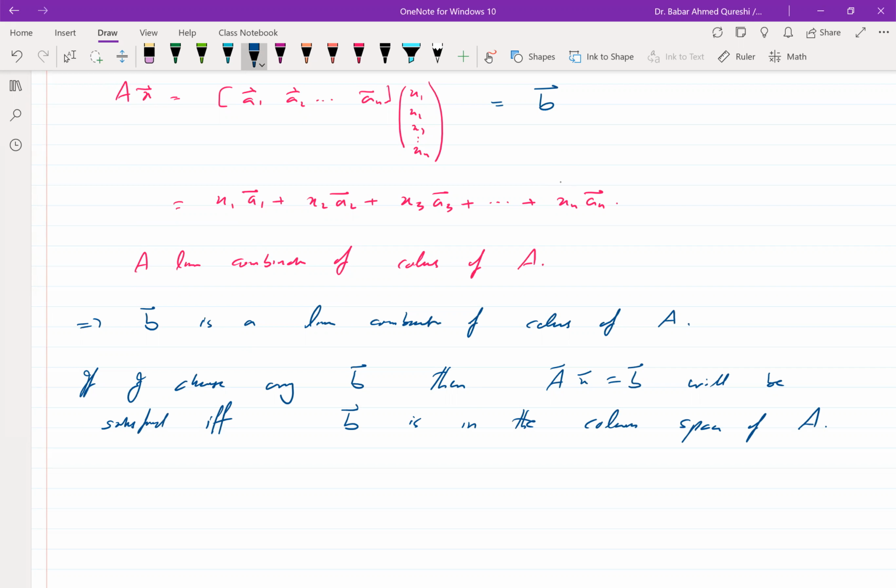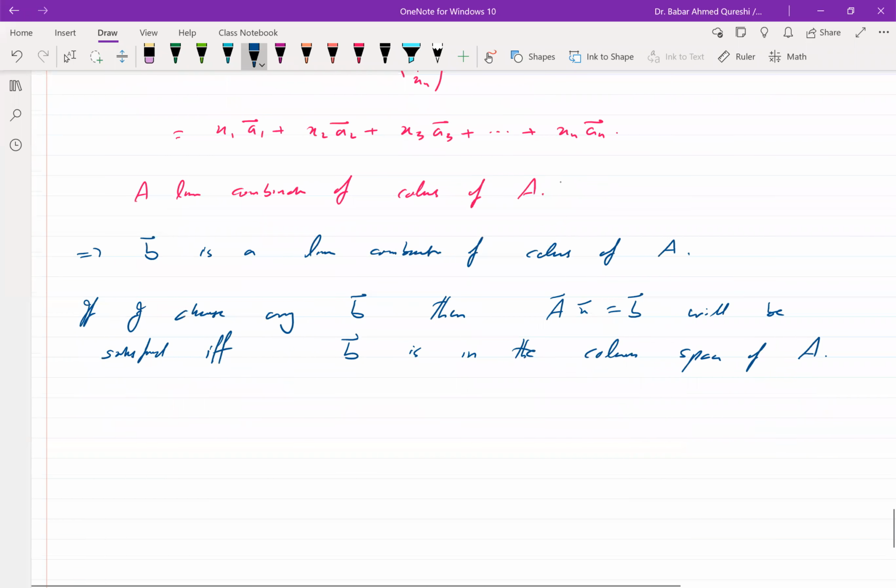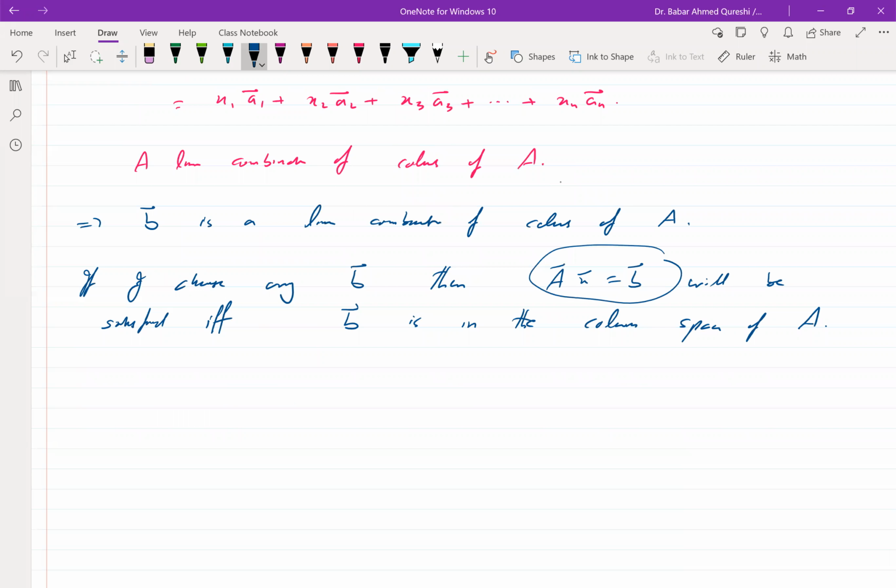Because what is the column space of A? It's just the space spanned by the column vectors of A, so the linear combinations of the columns of A. So this equation will be satisfied if B is a linear combination of the columns of A, and if B is a linear combination, then the equation will be satisfied. So it's an if and only if statement.